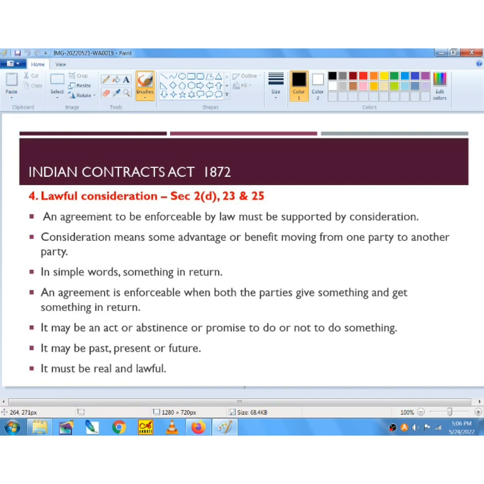Lawful consideration. So this is defined under section 2(d) and contained under sections 23 and 25. So an agreement to be enforceable by law must be supported by consideration. Consideration here may be an act, a benefit, or the promise to abstain from doing some act, or monetary compensation or monetary benefit. So consideration means some advantage or benefit moving from one party to another. In simple words, it is something in return. An agreement is enforceable when both parties give something and get something in return.